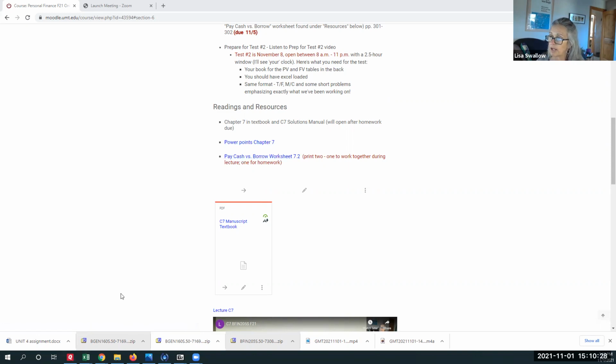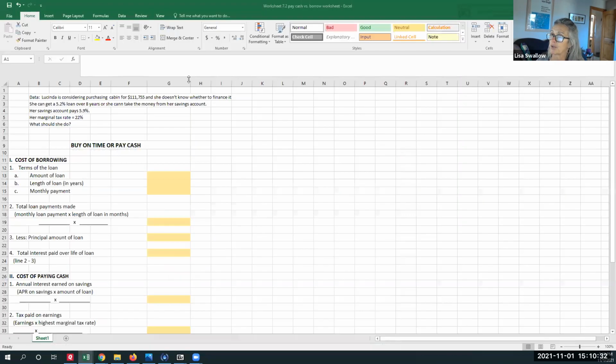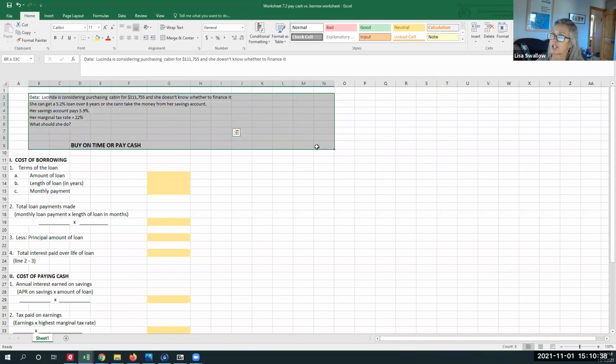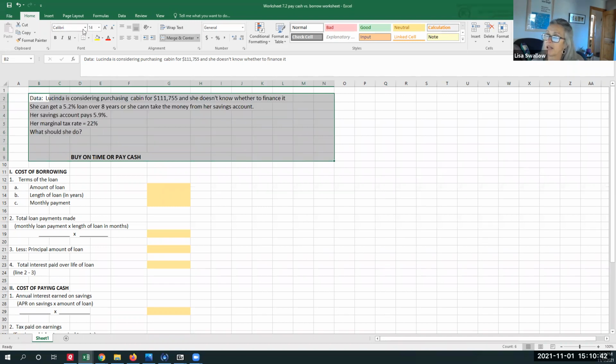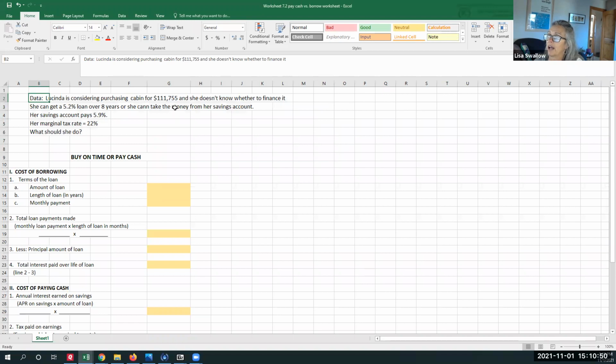I'm going to bring up my worksheet, which is right here. Great. So the first thing that I want to tell you is what the situation is. Okay, so this is the data, and it's my client or a friend or me or whatever, Lucinda, and she's looking at buying a cabin, and it's $111,755. That's with all the closing costs and everything incorporated.